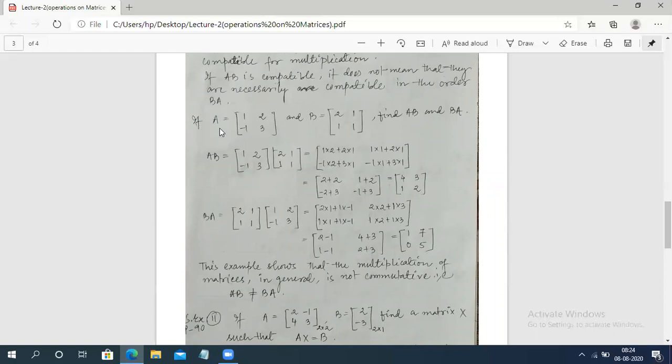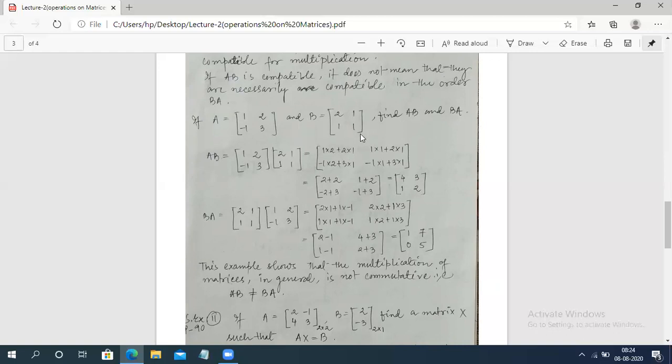Now let us consider this example. Suppose this is a matrix A of order 2 by 2: 1, 2, minus 1, 3. And B is another matrix of the same order, that is 2, 1, 1, 1. Now find AB and BA. In the case of multiplication, it is not always commutative. That means AB is not equal to BA always. It may be equal, but in most cases AB is not equal to BA.